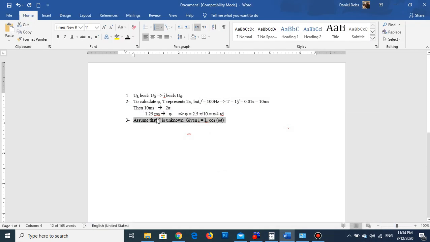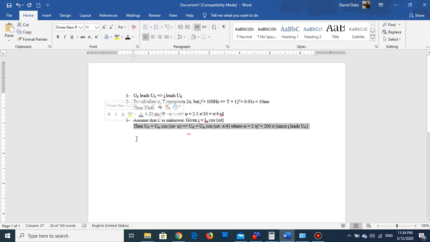So assume that C is unknown and given I is Im cosine omega t. This is an important point in any problem like this. One of the two, I or UG, must be given before. So in this case, I want to give you I, and then I want to calculate UG.